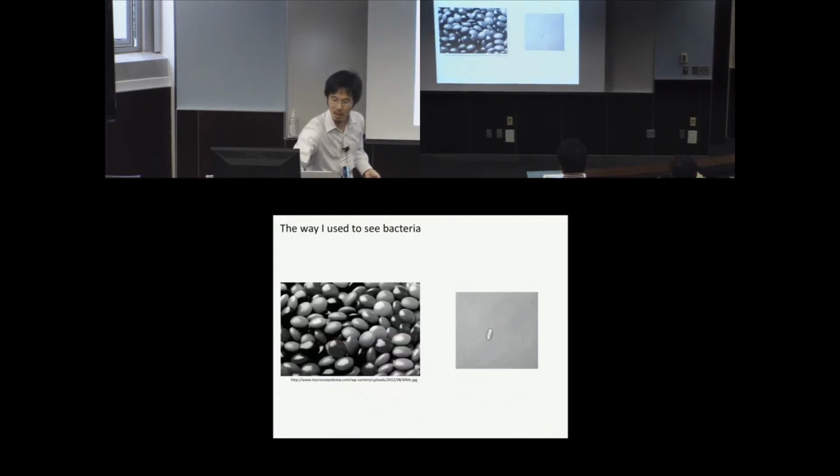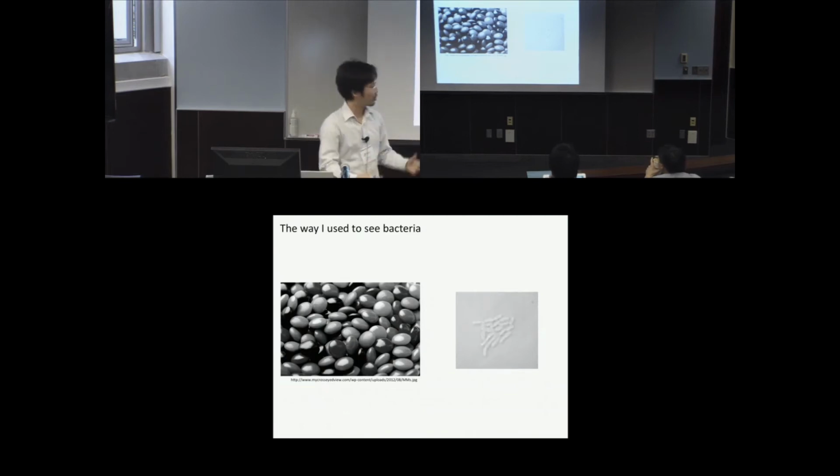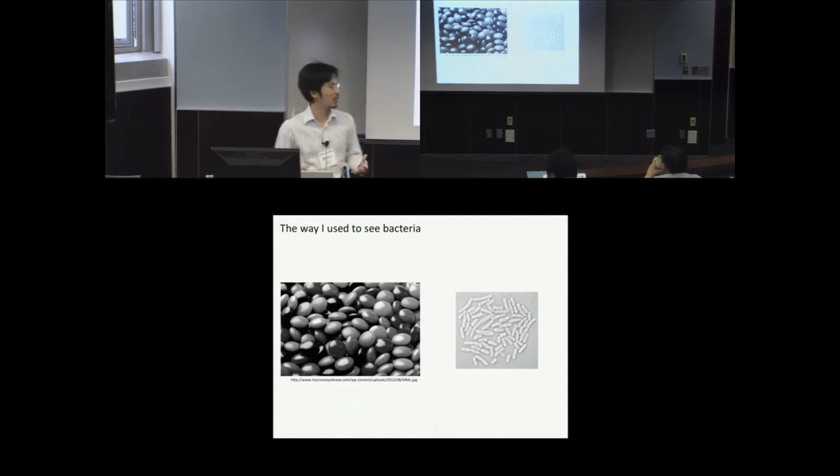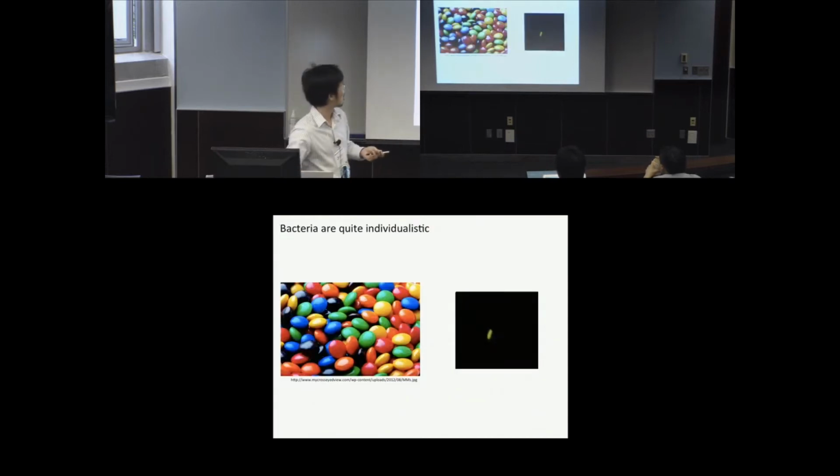So, a little bit of history. When I joined Duke as a graduate student, this is what I thought bacteria are. It's a single-cell organism. It's very small, you need a microscope to see it, and it just keeps dividing, a very blunt life like this. But it turns out, as everybody knows, that's not true.